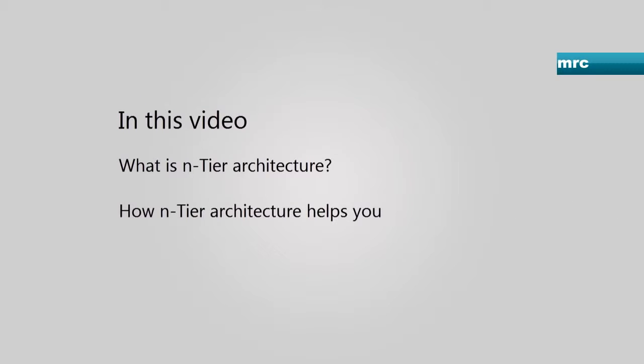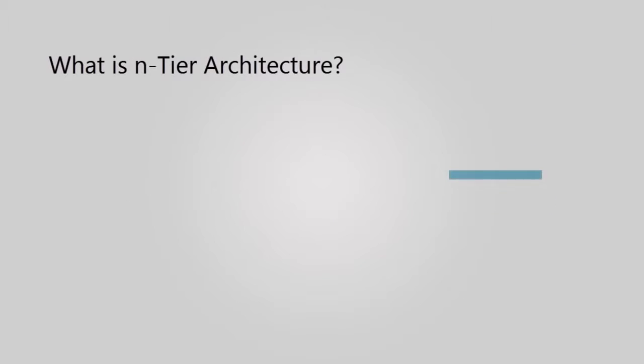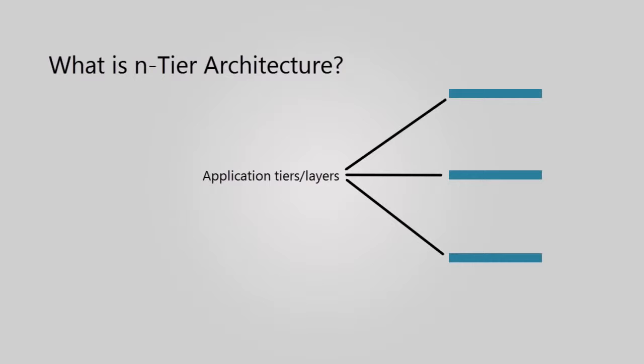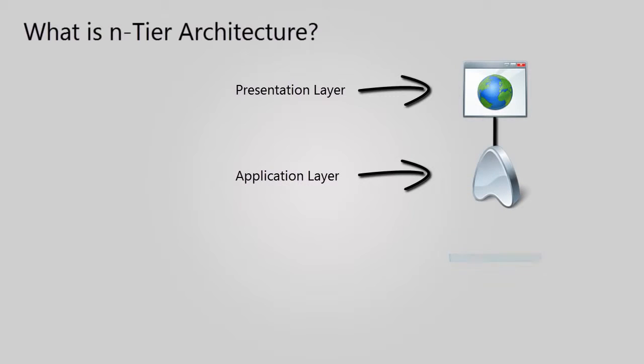In this video, I'll explain the concept of N-tier architecture and why it's so useful in your business web applications. N-tier architecture means an application is separated into multiple or n number of tiers. While this could refer to any number of tiers, applications are most commonly broken up into three different tiers: the presentation layer, which is what the user sees in the browser, the application layer, which holds your business logic, and the data layer, which stores the application's data.